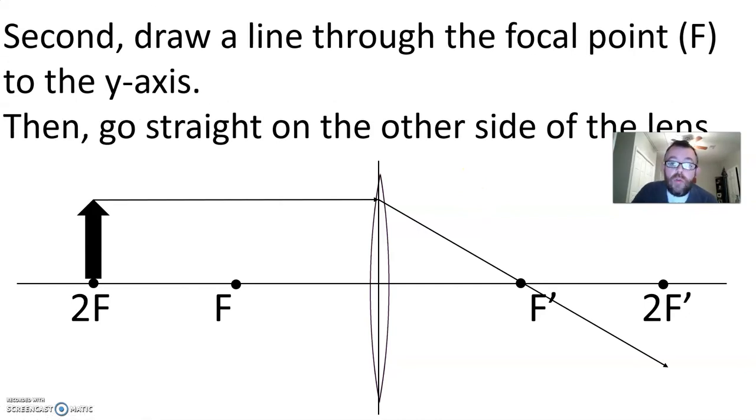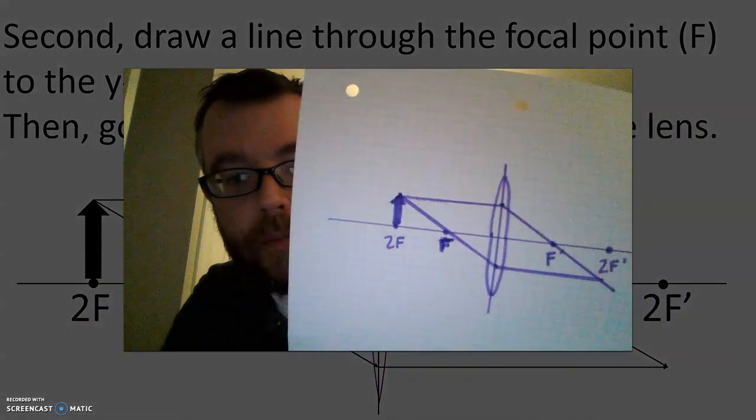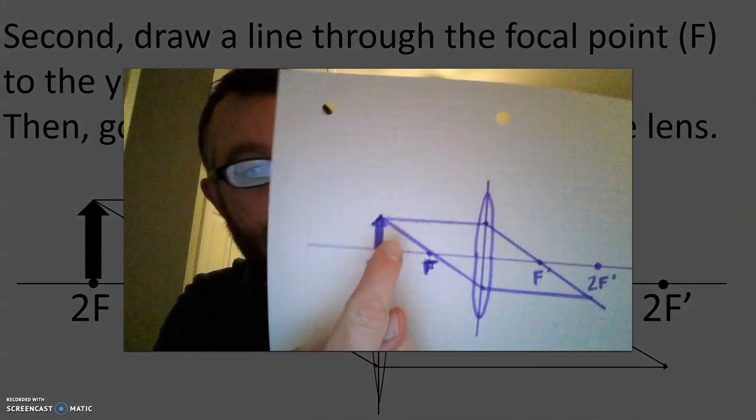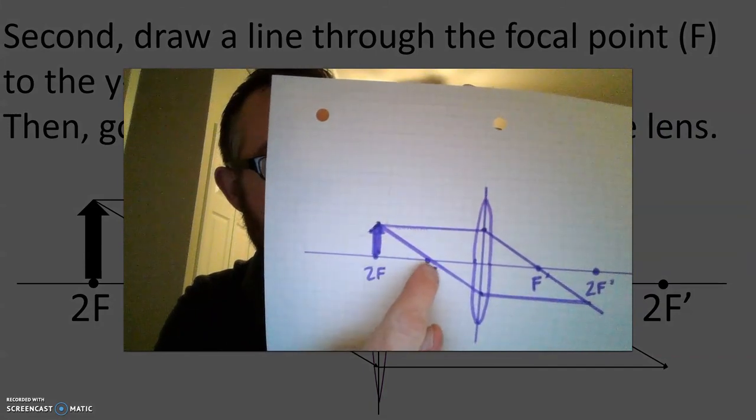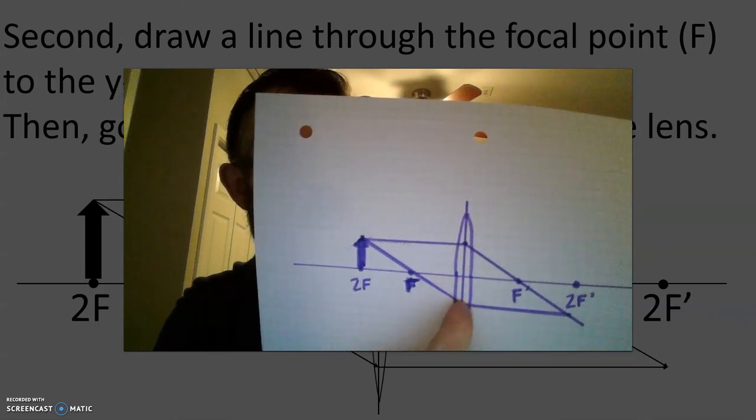Next step, draw a line through the focal point, F, to the axis. Then go straight on the other side of the lens. All right, so we're going to go down from the top of the object, some arbitrary point, through the focus, down to the other side, and then we're going to draw straight out. Okay, I'm going to do that on my paper now. So you can see I've done that on my paper as well. And you should notice that we're going from there through the focal point. It should hit at exactly 3 below, 3 below this origin point.